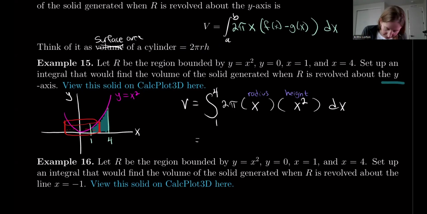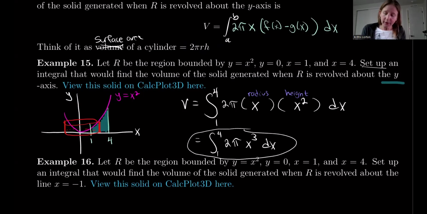Okay, then I'll simplify that. That becomes the integral from 1 to 4 of 2 pi. And in this case, it's nice and easy. I don't even have any adding, subtracting, foiling, anything too crazy. That's just an x times x squared, which just is an x cubed dx. And it only asked me to set up the integral. It didn't ask me to solve. So ta-da. All right, let's do another one.